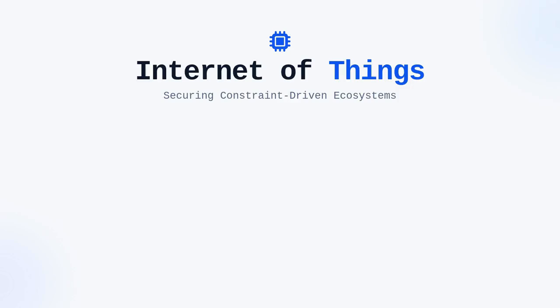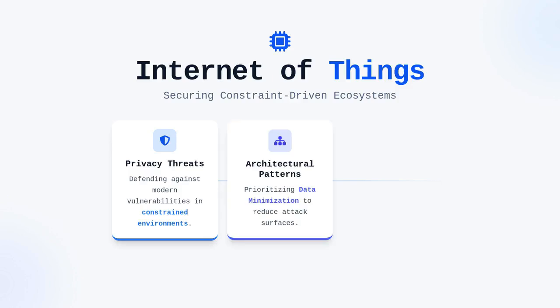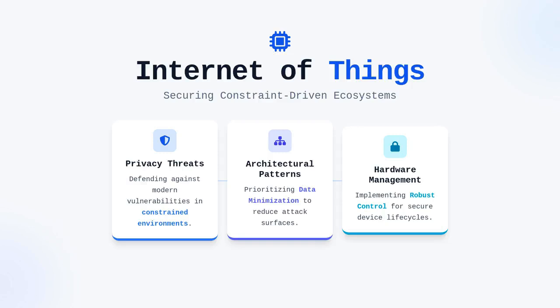Welcome to our exploration of the Internet of Things, where we will examine how to secure constraint-driven ecosystems against modern privacy threats. We will focus on implementing robust architectural patterns that prioritize data minimization and secure hardware management.